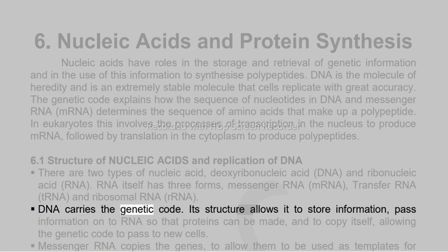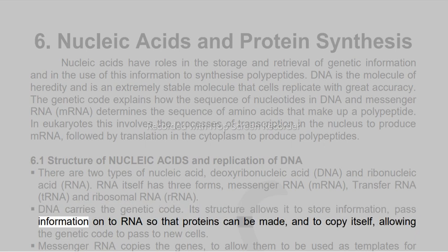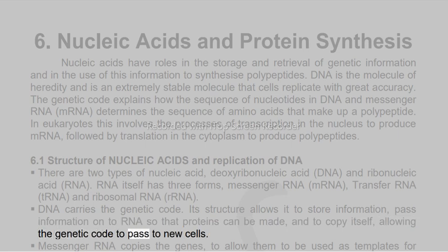DNA carries the genetic code. Its structure allows it to store information, pass information onto RNA so that proteins can be made, and to copy itself, allowing the genetic code to pass to new cells.